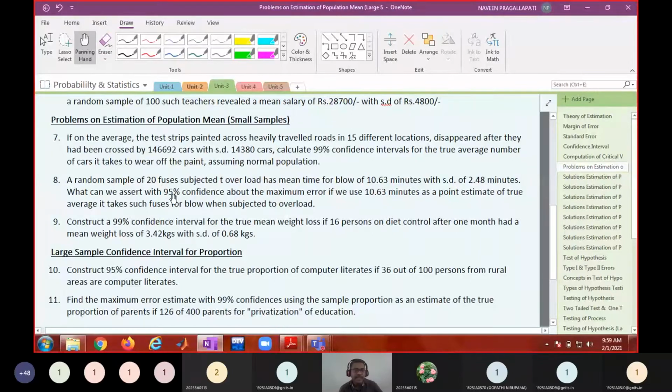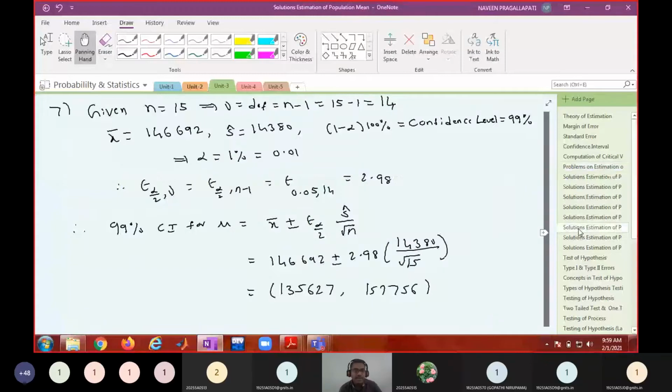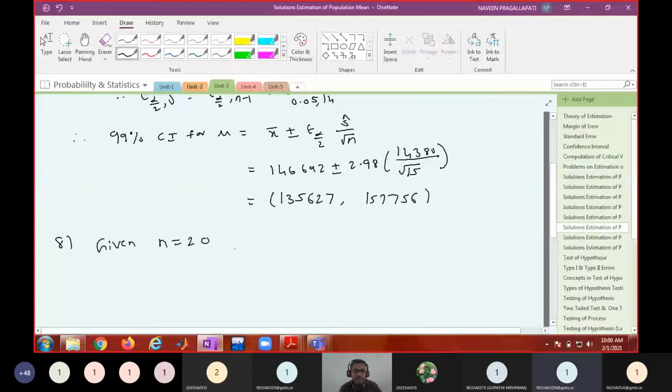We are asked to find out, not the confidence interval, but what we can assert with 95% confidence about the maximum error if we use 10.63 minutes as a point estimate of the true average time of such fuses subjected to overload. So what is the maximum error formula? What is given in the problem? n equal to 20. This implies that nu equals n minus 1 equals 19.